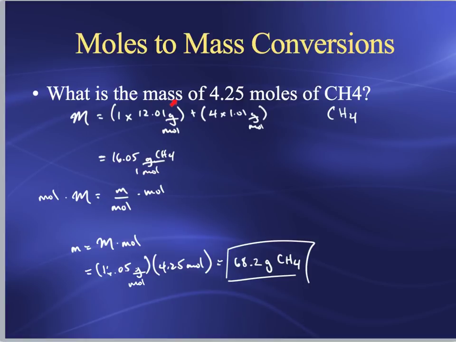And it asks, what's the mass of it? Once again, I'm just rearranging this equation. Canceling out moles on the right, mass is equal to molar mass times moles, the same thing we've seen the last 2 slides. The molar mass here is 16.05, rounding to the hundredths place, times the number of moles, 4.25, is 68.2 grams of methane, CH4. Once again, rounding to 3 significant figures.